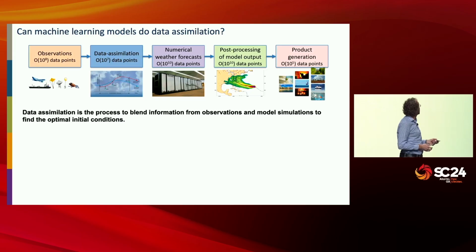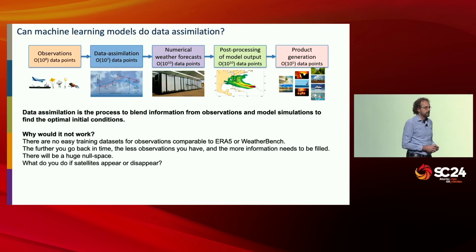And so just for clarification, basically you're getting observations in, then you do the data simulation process where you bring the model and the observations together, and then you have a forecast model that you start, and you have post-processing for specific tools, and then the end user will get a product, for example, on their mobile phone. So why should machine learning be able to do data simulation? So first of all, why should it not be able to do data simulation?